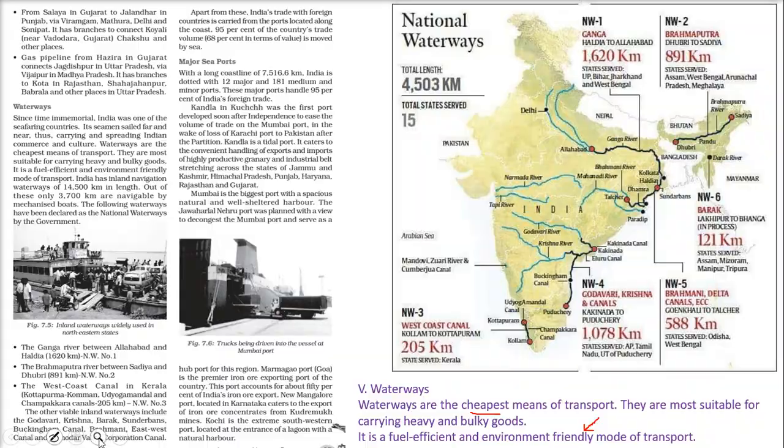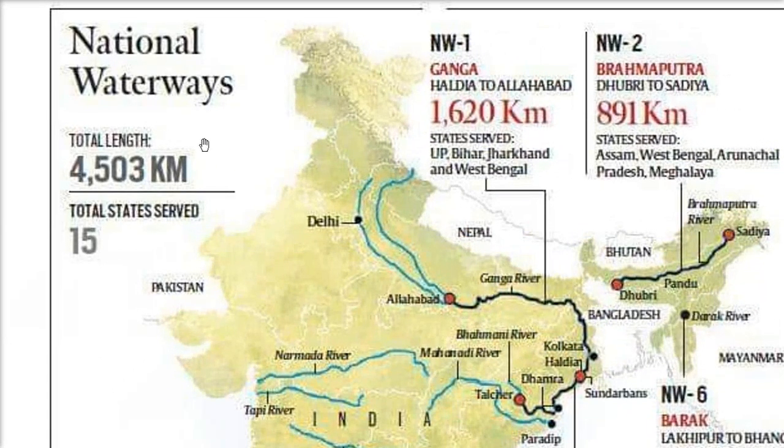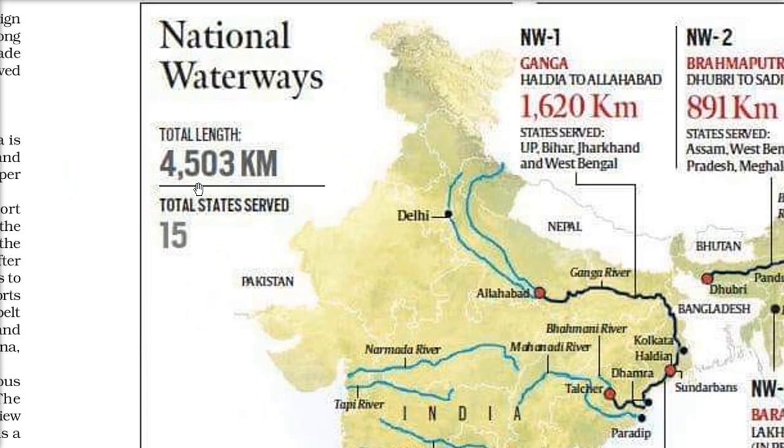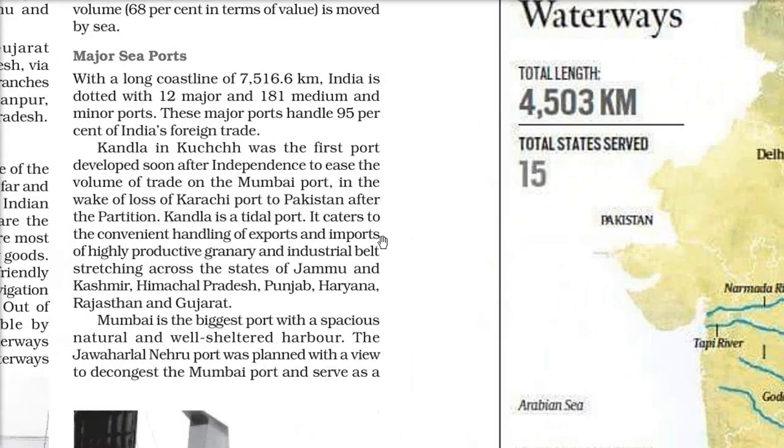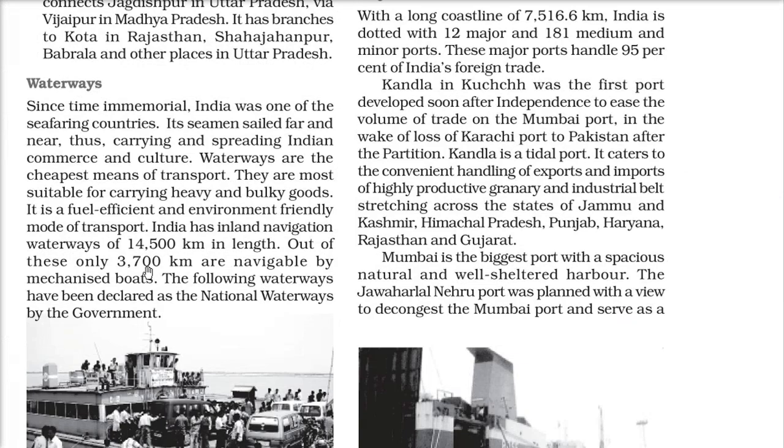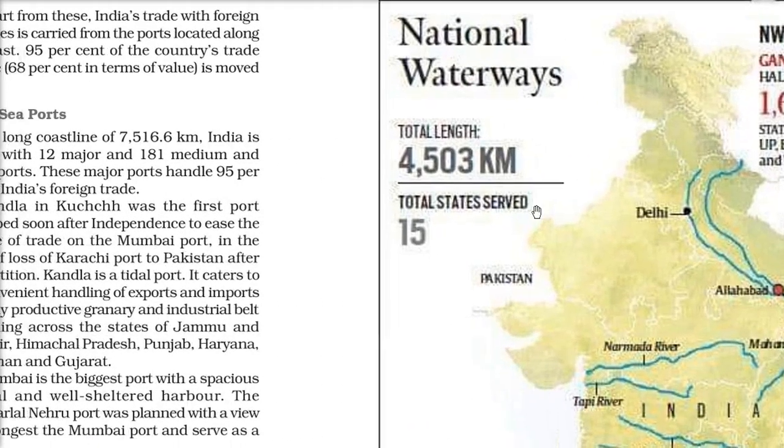So let me show you here. These are the national waterways, and they are named properly. That is, the way we have NH, national highways, we have national waterways also. The national waterways are around 4,503 kilometers, but in total we have how much? 14,500 kilometers of inland navigation. So in all we have 14,500, but the national waterways we are talking about consist of around 4,500 like this.